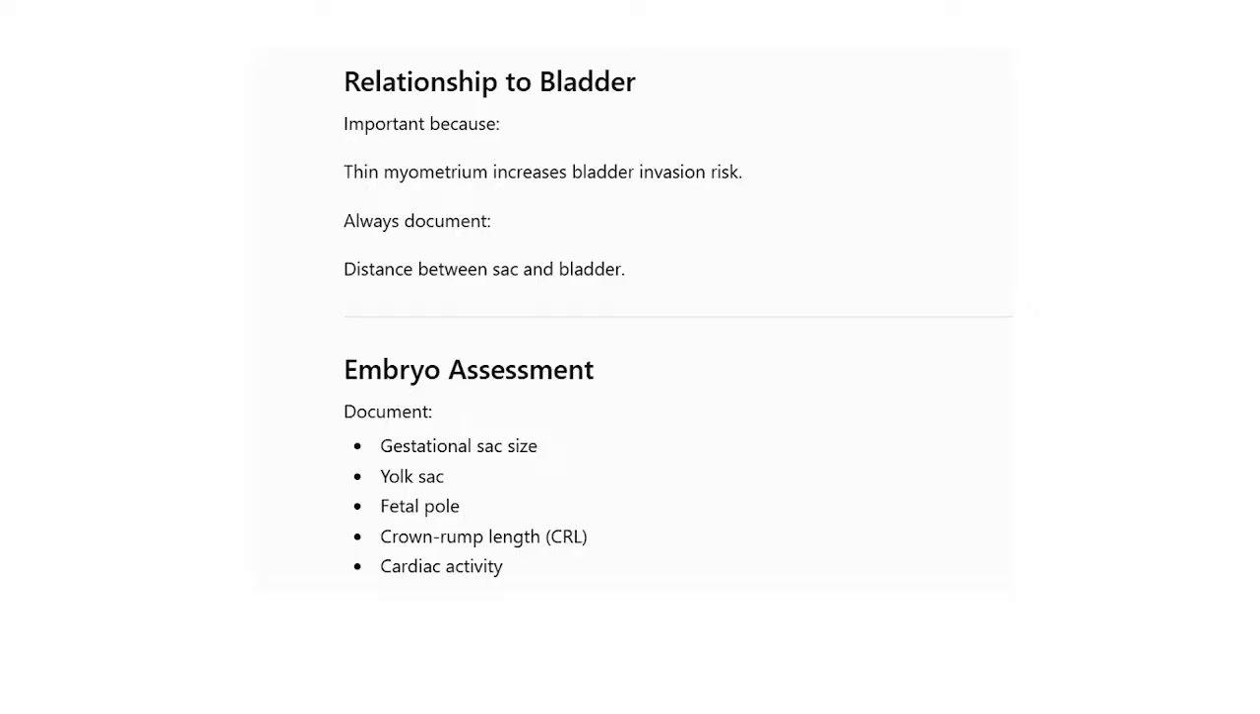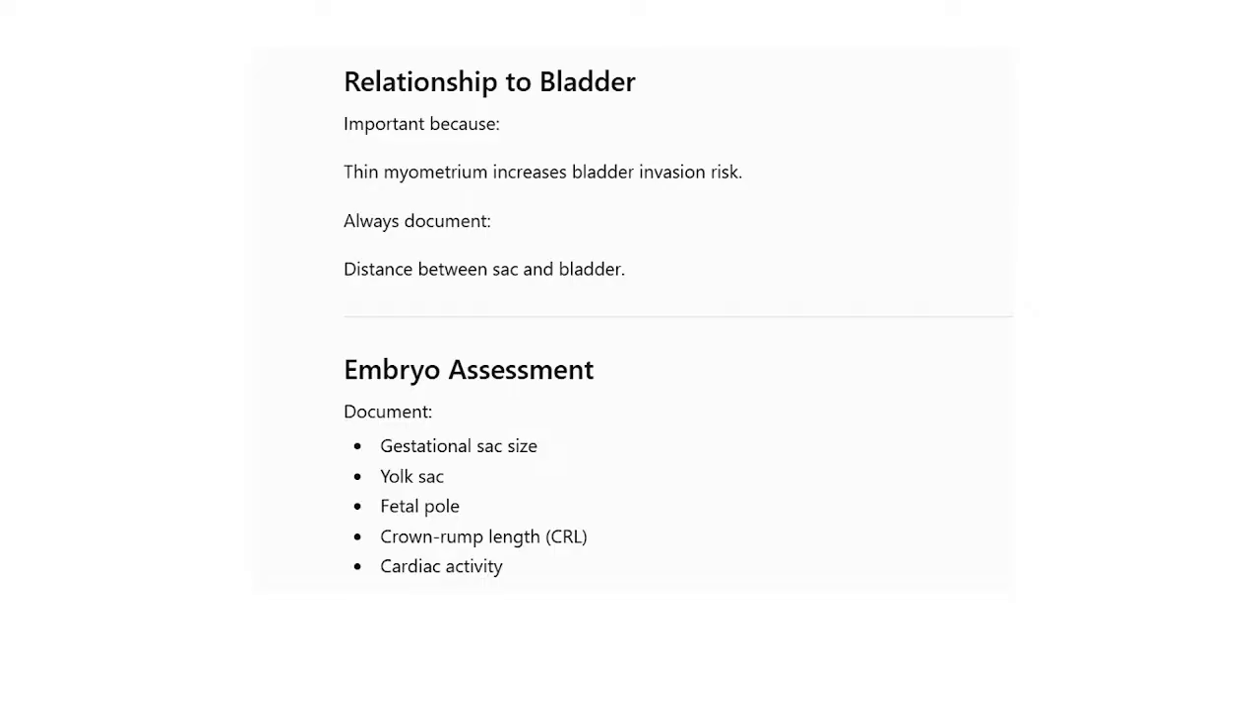So the myometrial thickness, measure between the gestational sac and the serosal surface. Normal is 5 millimeters, suspicious if it's less than 5 millimeters, and critical when it's less than 2 millimeters. The relationship to the bladder is important because a thin myometrium increases the bladder invasion risk. Always document the distance between the sac and the bladder.